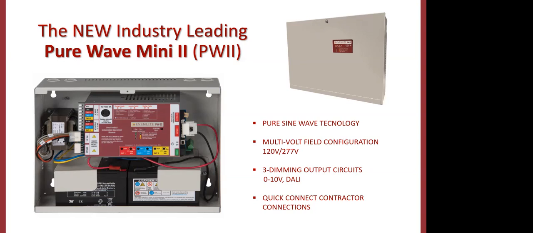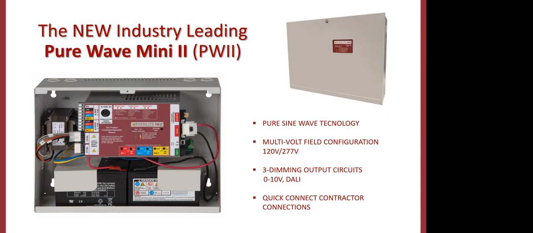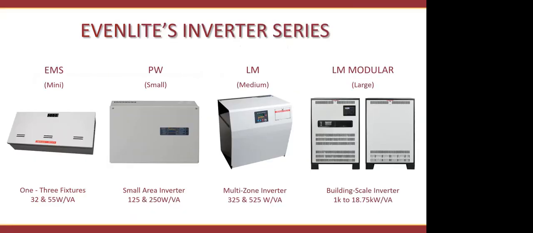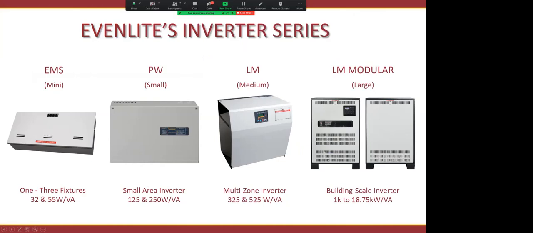So first, the EMS and PW, are they inverters? They were ceiling mounted, or where are they located? Yeah, absolutely. So if we were to go back just real quick, you were talking about the EMS. The EMS is a mini inverter, can be mounted anywhere. So you can put it in a plenum space, you can put it on T-bar, you can stuff it in a closet. You can literally put that inverter anywhere.